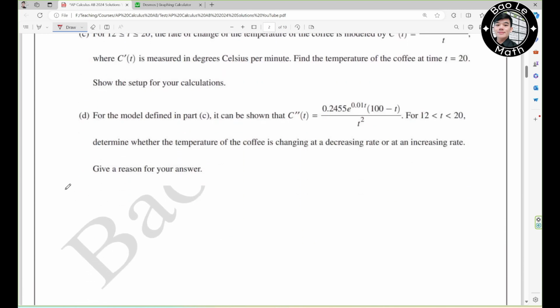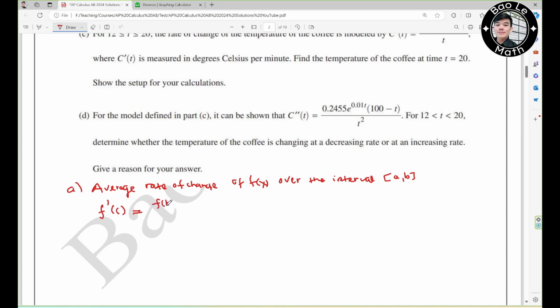So the average rate of change of f of x over the interval a, b is given by the formula f prime of c equals f of b minus f of a over b minus a, where c is in the interval a, b.